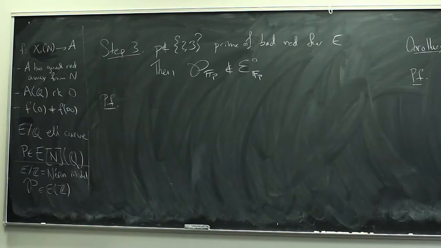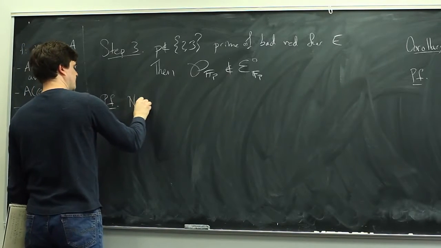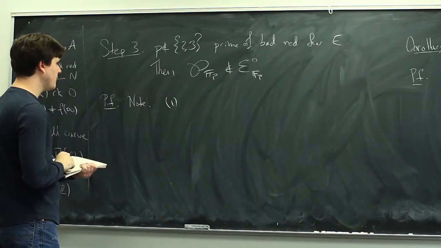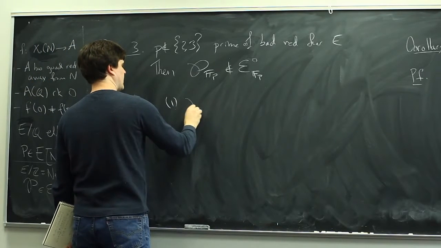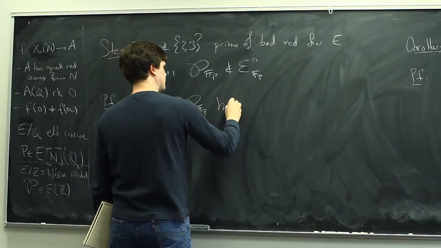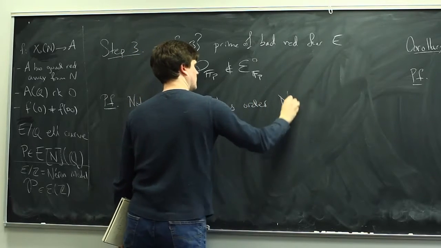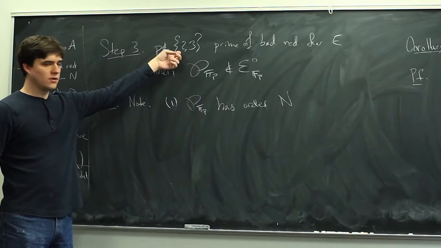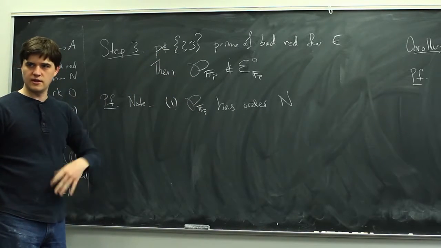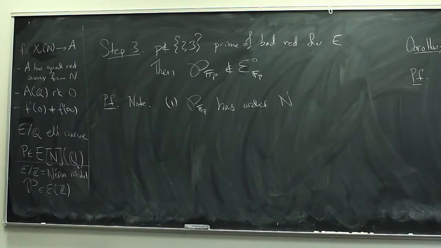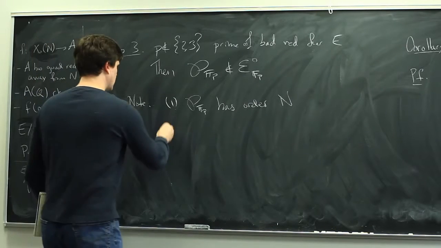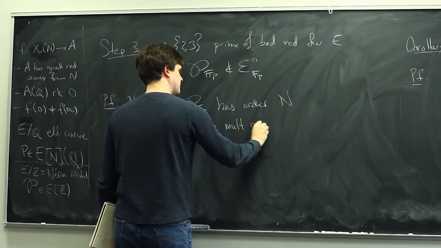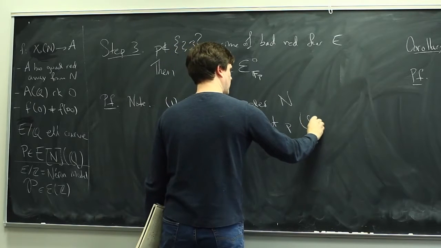Okay, so note two things. First, this point here is a point of exact order n, because we're reducing mod p, and p is not 2 or 3. If p is not n, then you're prime to n. If p is equal to n, then you're big enough to apply the Raynaud theorem. And second, E has multiplicative reduction at p. And this is just from step 1.